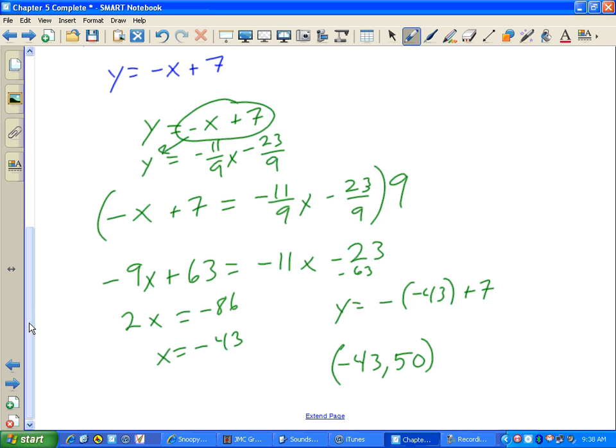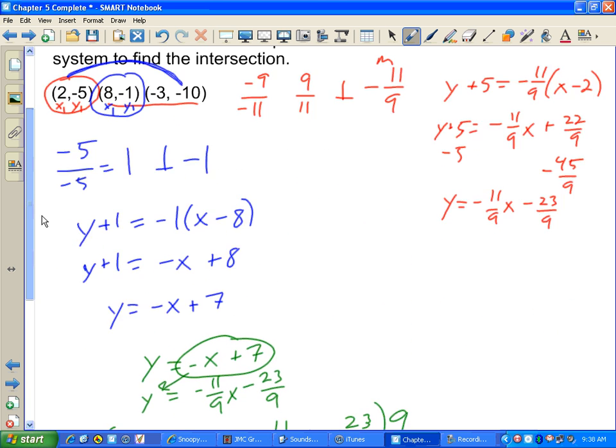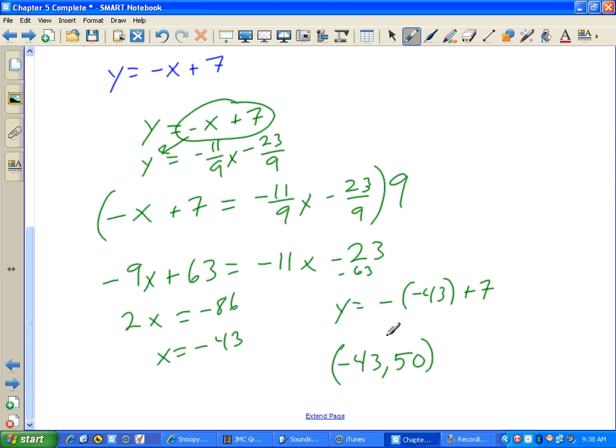That's the process for using coordinate geometry to find your orthocenter.